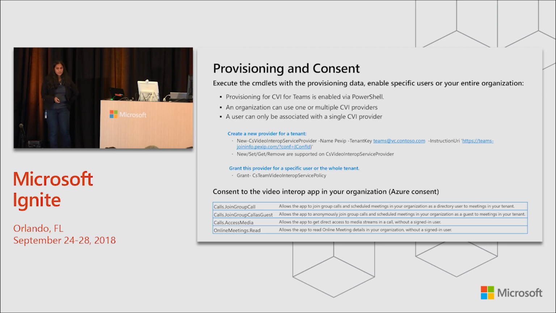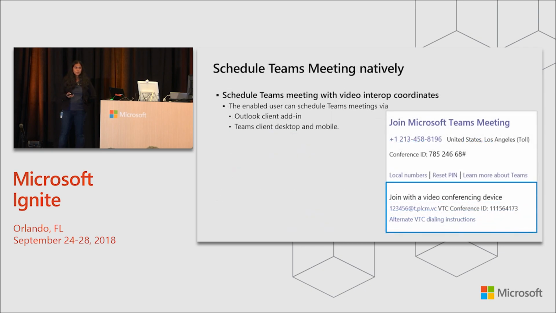Scheduling meetings natively. After all the steps, now I am the end user. What do I have to do in order to make this show up in my Outlook client? Basically, all I do is go to my Outlook Teams add-in or any of my Teams client and just say schedule. I can do it via my desktop or my mobile today.